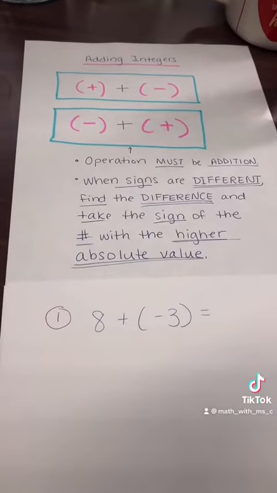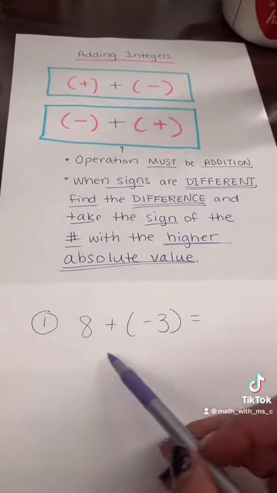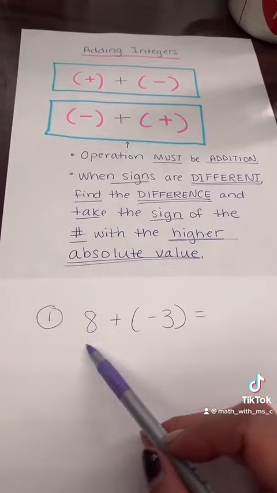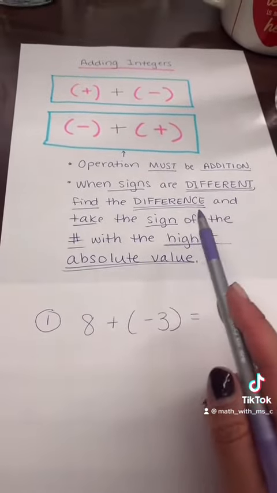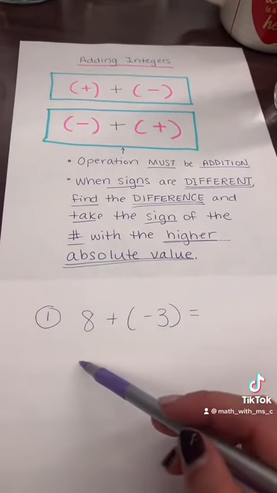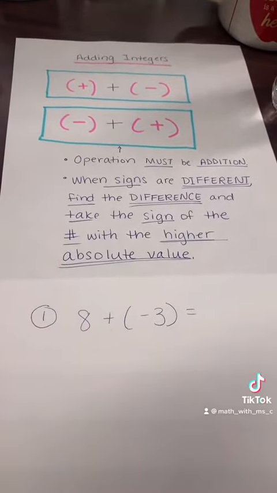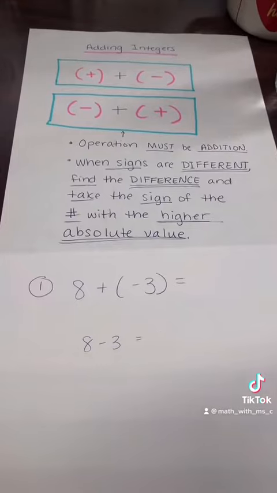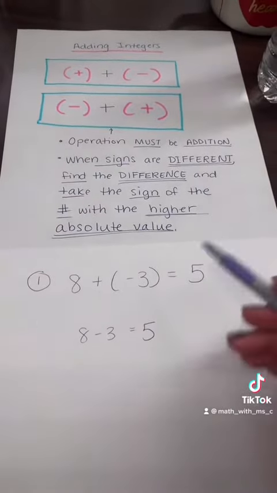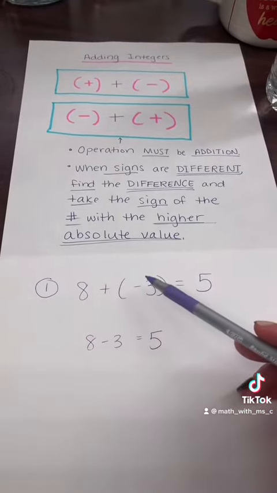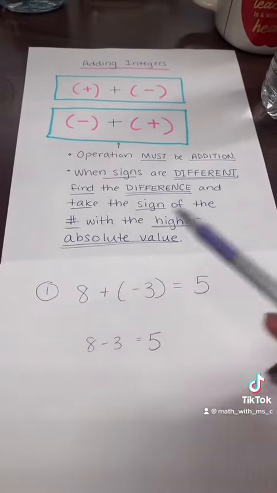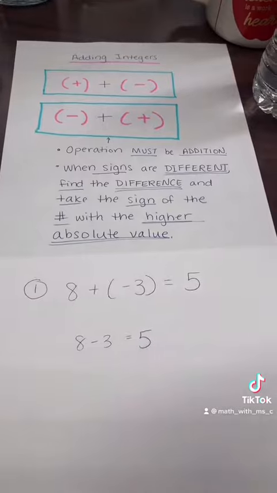So let's take a look at this example. It's addition. The first number is positive. The second number is negative. So signs are different. Find the difference, which means I'm going to take 8 and subtract 3. And that equals 5. After I do that, then you take the sign of the number with the higher absolute value. So I'm going to find the absolute value of 8 and the absolute value of negative 3.